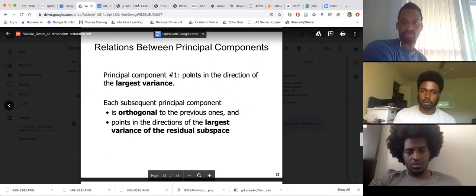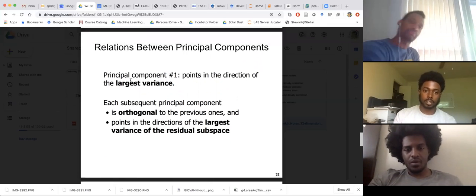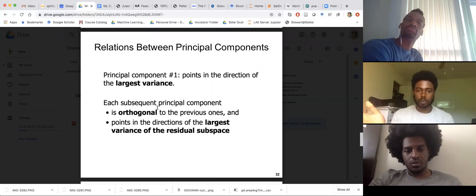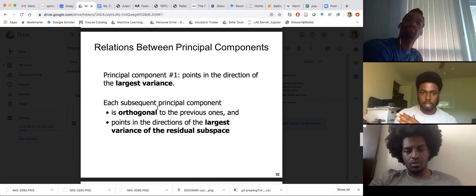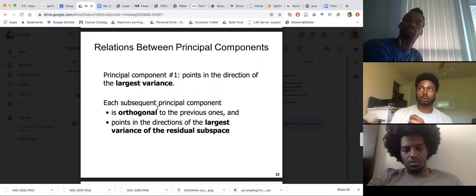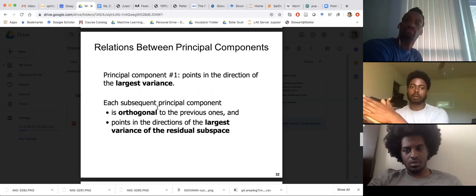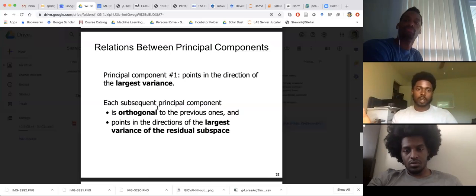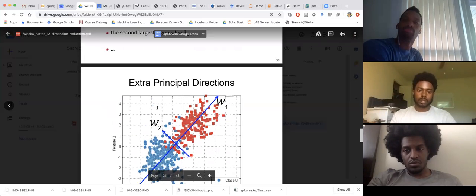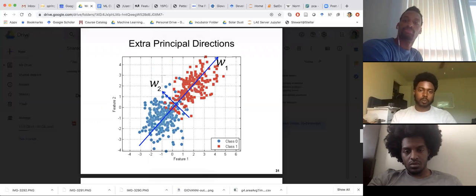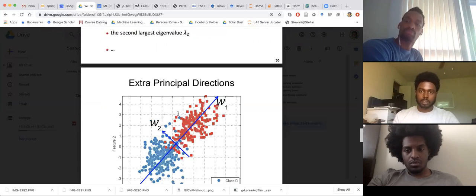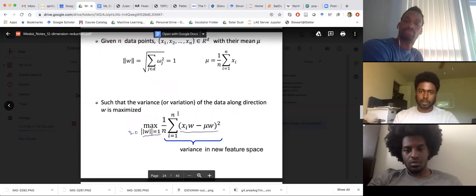Yeah, so principal component 1 points in the direction of the largest variance. And each of the subsequent principal components is orthogonal and points in the direction of the largest variance of the residual subspace. So let's say we use eigenvector 1, and that's going to give us our principal component 1, right? And then we might have some orthogonal principal component 2, and that is going to be the largest variance in the remaining subspace. So let's go to the wine example. I think now is a good time.